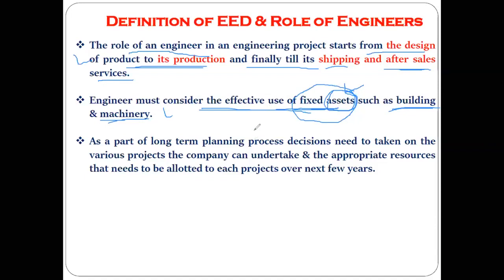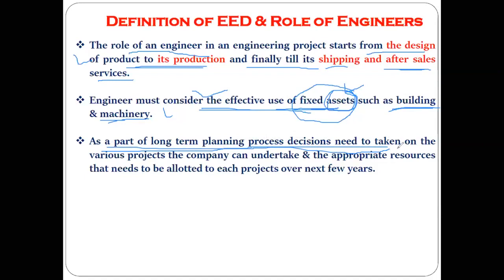Effective in the sense that they should generate the maximum product using that asset, whatever it may be, the machinery, building, etc. These things also have to be done by the engineers. As a part of the long term planning process, as we already discussed in the third unit, two kinds of planning are always done, long term planning and short term planning.